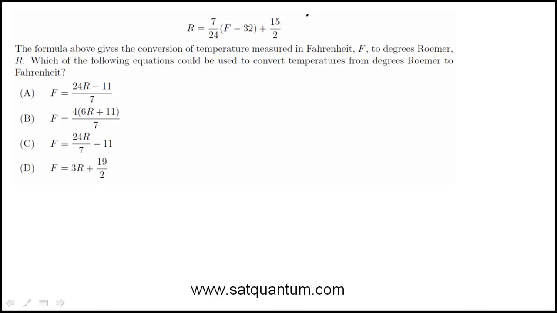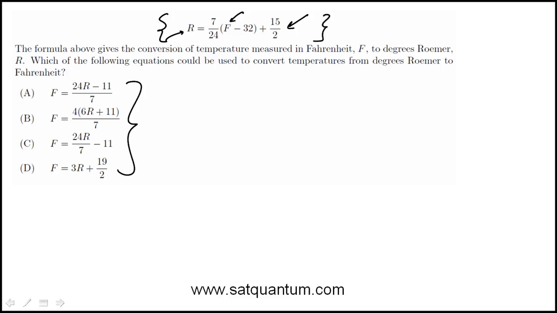So in this question, we're given this formula that allows us to convert a temperature given in Fahrenheit to the scale called Romer, represented by R. The question is, which of these equations could be used to convert the temperatures from Romer to Fahrenheit? So essentially, rewriting these equations so that we have F in terms of R. So that's all you have to do with these types of problems.